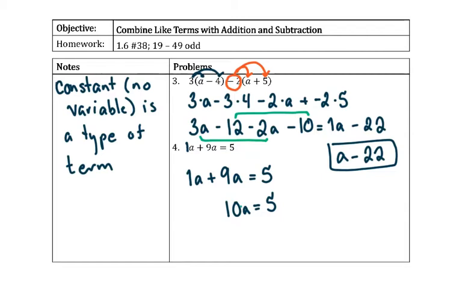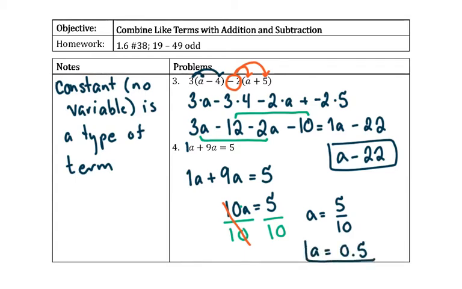Now it's a solve problem, so we want to get our variable by itself. It's being multiplied by 10, so we divide by 10. So a then by itself is equal to 5 over 10, which we don't want to leave like that, so you can either simplify it to 1/2 or 0.5. I'm not super picky about decimals versus fractions, whichever one you prefer.